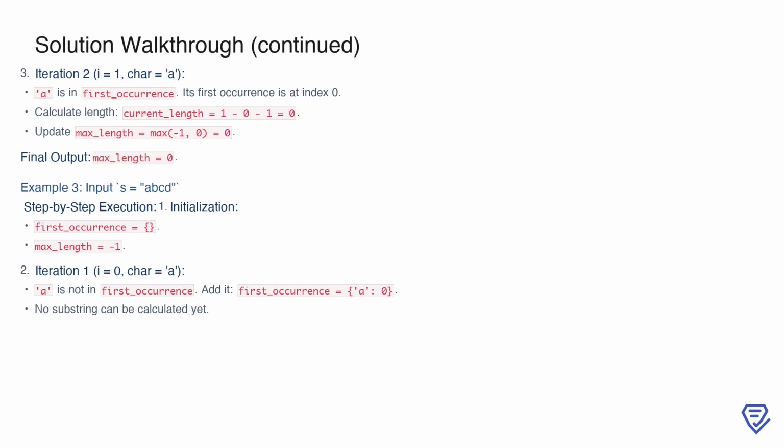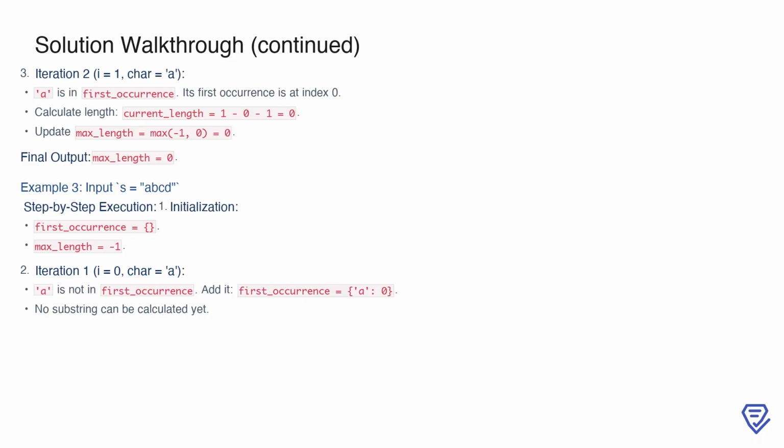Next, at index 1, we encounter the character a once more. Since it is already in first_occurrence, with its first occurrence at index 0, we calculate the length of the substring between these two occurrences. Using the formula current_length equals i - first_occurrence[char] - 1, we get current_length equals 1 - 0 - 1, which equals 0.